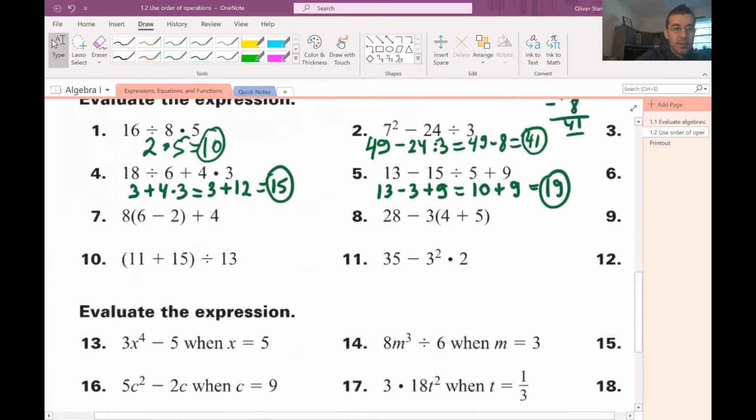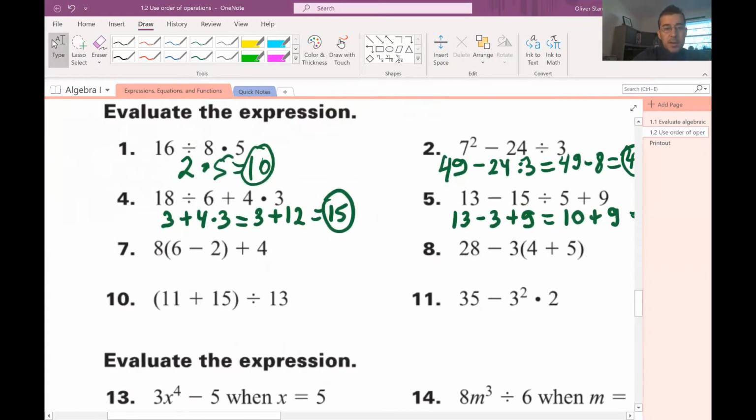Number 7. 8 multiplied by 6 minus 2. Now grouping is going to be done first. Parentheses are done first, and then multiplication. So we do 8 times, and then 6 minus 2. This is the grouping that's going to be done first. So 6 minus 2 is 4, and then plus 4. Now we have multiplication and addition. Multiplication is going to be done first. 4 times 8 is 32, plus 4 is 36.